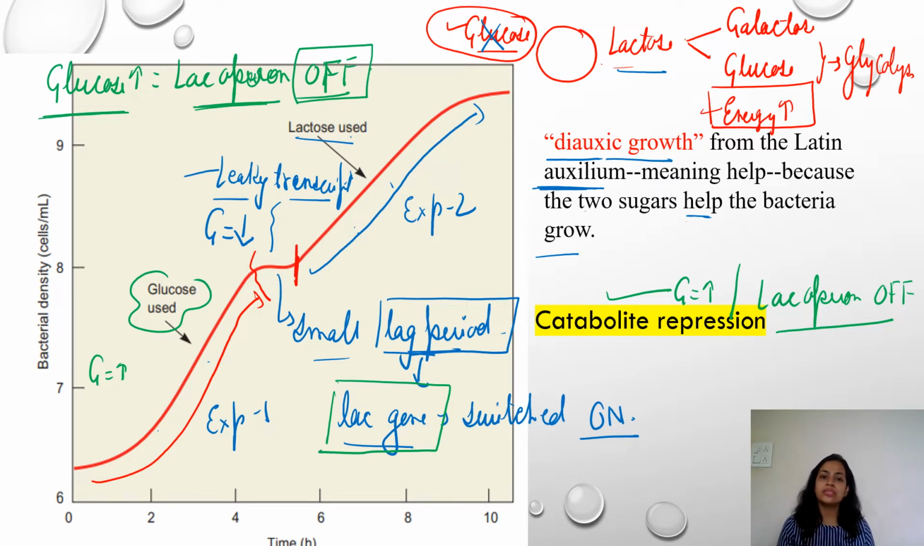Okay, so how does this glucose switch off the Lac Operon? कैसे ये Lac Operon को बंद कर रहा है? This we will try to understand. This is happening with the help of a protein called CAP and cyclic AMP, the combination of the two. Let us try to understand.